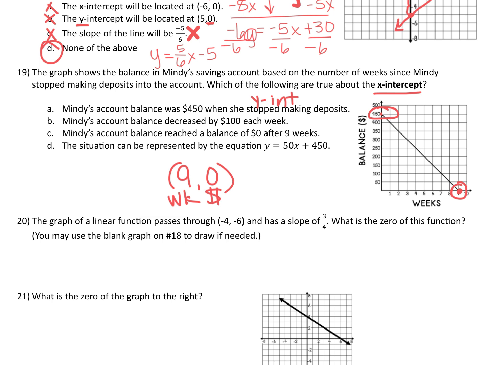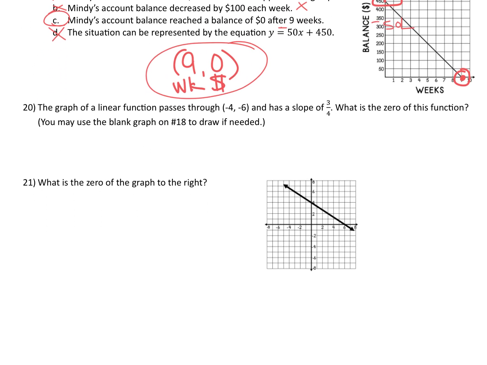The balance decreased by $100 each week. Well, that's not even the slope because the slope is 50. So that's definitely not true. The balance reached 0 after 9 weeks. Well, that's what we have right here. And the equation can be represented by y equals 50x plus 450. No. If it was -50, then yes, but still that has nothing to do with that x-intercept. So make sure you're answering the question being asked.